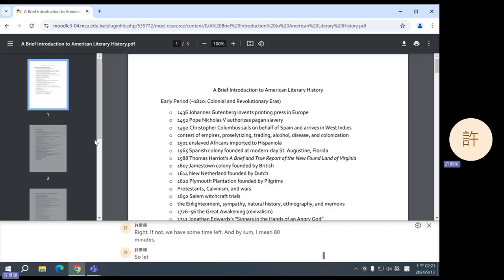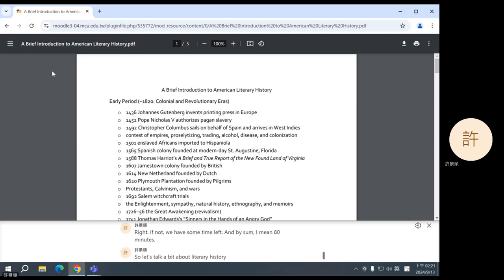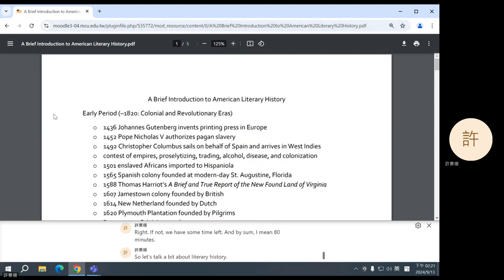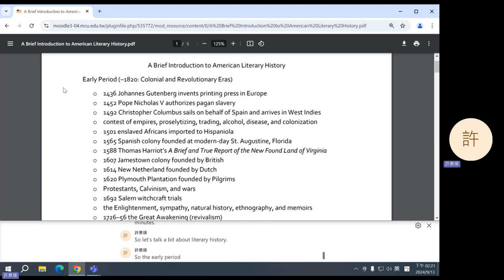So let's talk a bit about literary history. So the early period, from the beginning all the way to around 1820. This period includes what the textbook calls the colonial period and the revolutionary period. The division between the two is when the United States begins. So, some key events that have an impact on American literature.